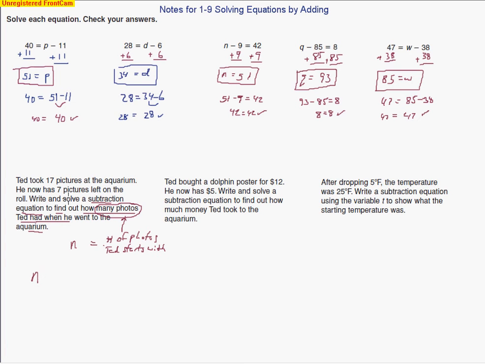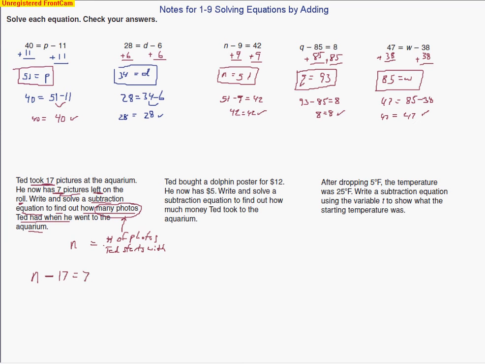And now we're going to take something away because it's a subtraction equation. So what are we taking away? Well, let's see what the question was initially. Ted took 17 pictures. He has 7 left. So this is what we're taking away right here. He took 17 pictures. So he had n photos to start with, but now he took 17 pictures, so he doesn't have those 17 anymore. So what's left over? Well, what's left over is 7 pictures left on the roll. So we have n minus 17 equals 7.